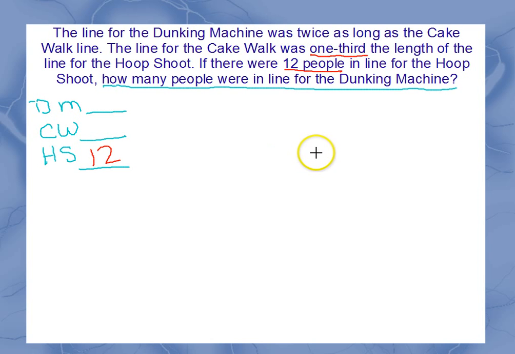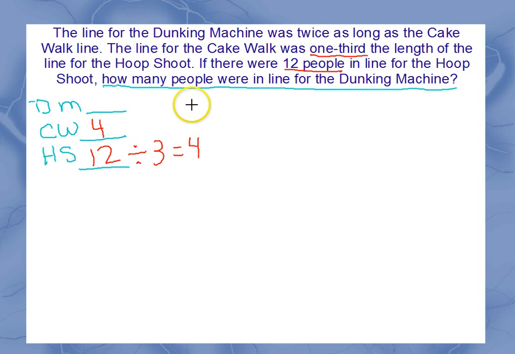So what does 1/3 mean? In this case, we need to split it up into thirds, and splitting means that we're going to divide by 3. So we're going to take the line for the hoop chute and divide it by 3. And 12 divided by 3 gives us 4.